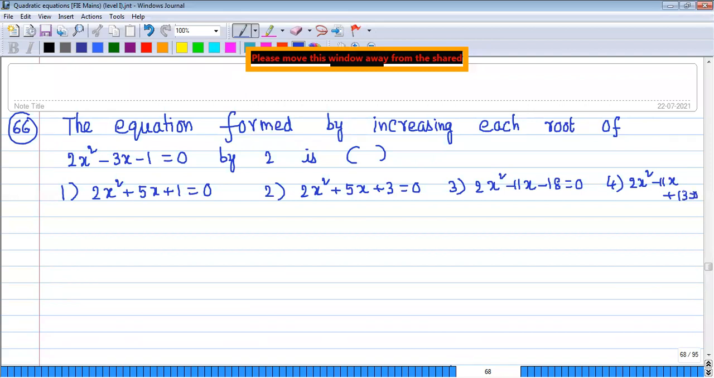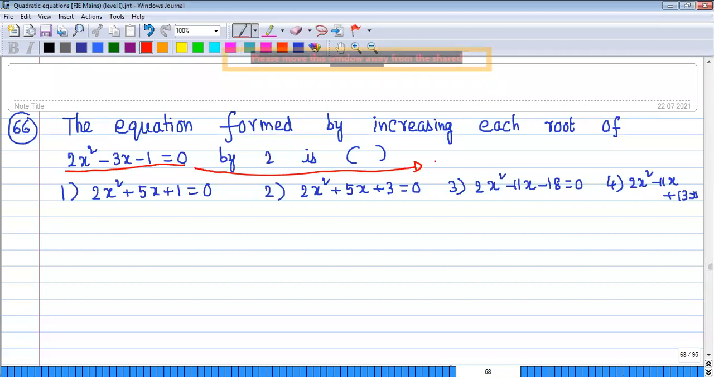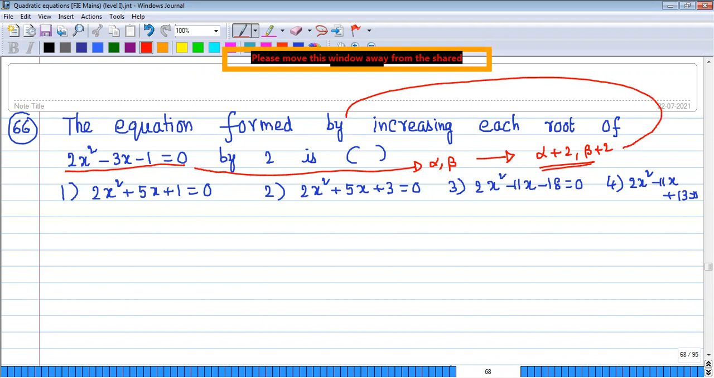The equation formed by increasing each root of 2x square minus 3x minus 1 equals to 0 by 2. So that means suppose the roots of this equation are alpha, beta, then we need to find out the equation whose roots are alpha plus 2 and beta plus 2.